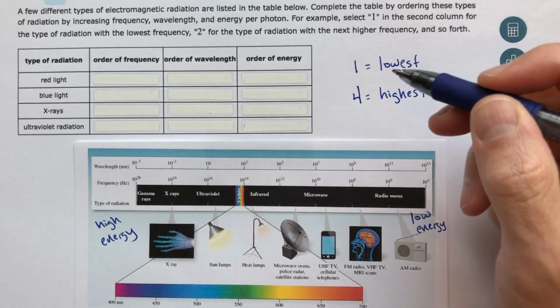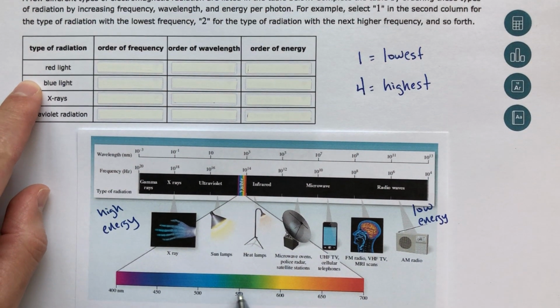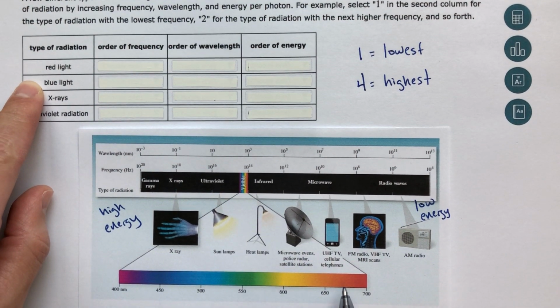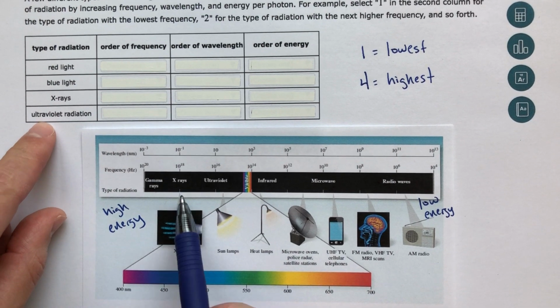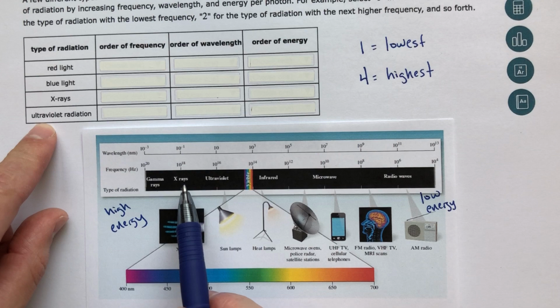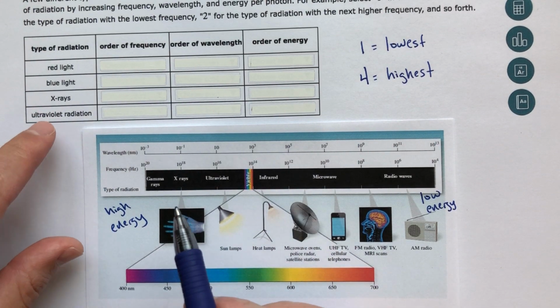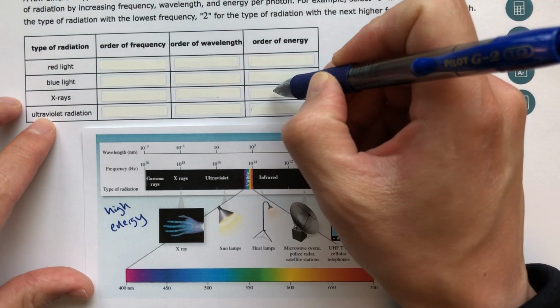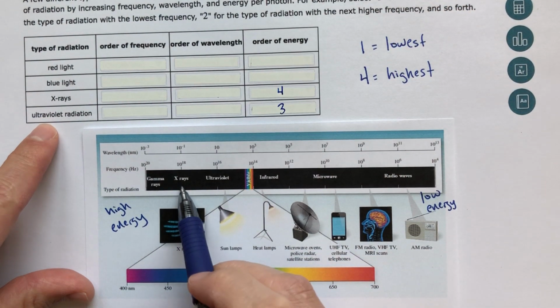So just looking at our table here, I notice red light and blue light. That's going to be in this little visible band. So red light's going to be here, blue light's going to be here. X-rays and ultraviolet, they're showing up on my table here. So X-rays are my highest energy photons that I have in this chart. So I'm going to put a 4 here for X-rays, a 3 for ultraviolet.